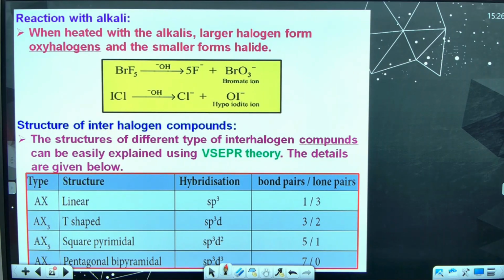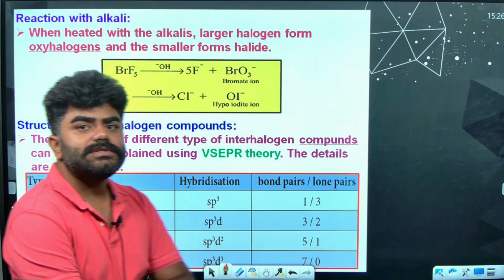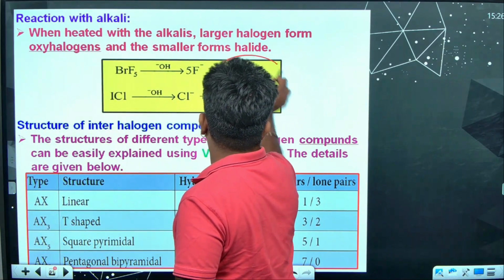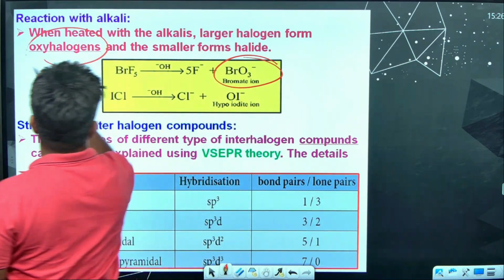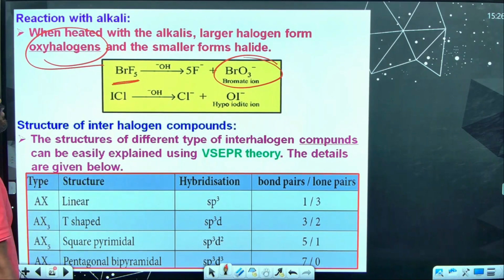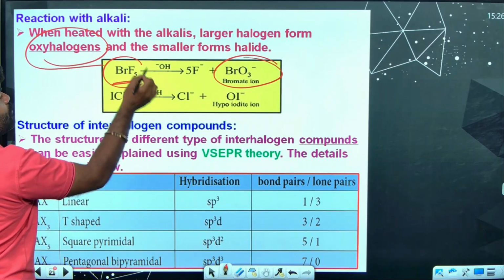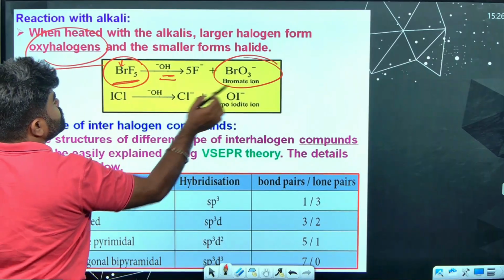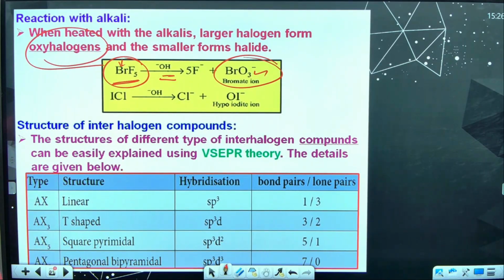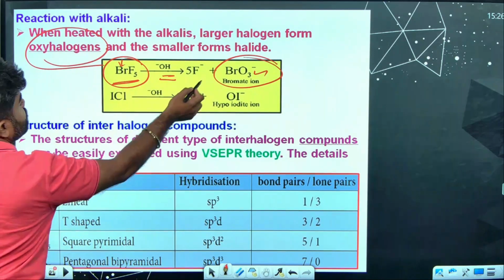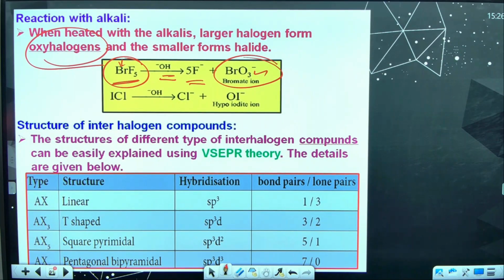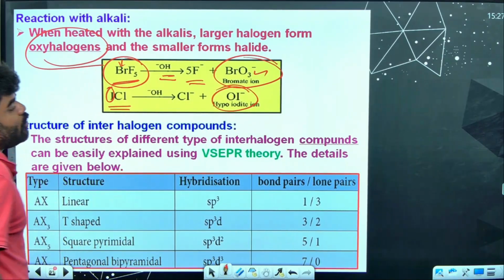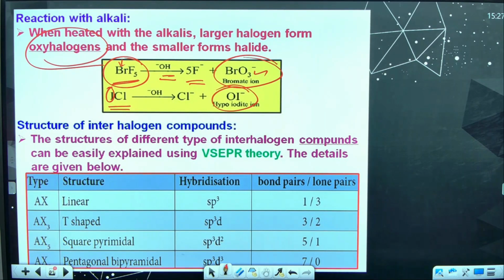Now if you look at the reaction of interhalogen compounds with alkalis, you see that the larger halogen will form a bond with oxygen, so they form oxyhalogens. So இப்போ bromine and fluorine react ஆகி கிடைச்சிருக்க interhalogen compound தான் இந்த BrF5. அதை alkali கூட treat பண்ணும்போது you will see that bromine forms this oxyhalogen compound, that is BrO3 minus, and this fluorine forms fluoride. Similarly ICl-ல அயோடின் தான் larger atom இல்லையா, so அதுதான் oxygen கூட bond form ஆகும்.